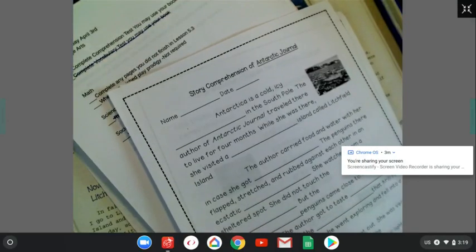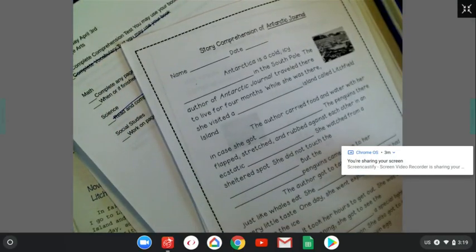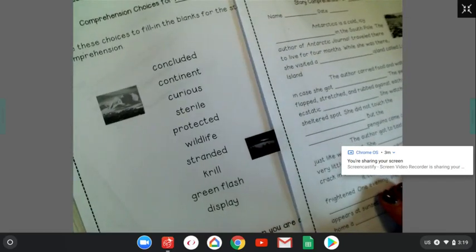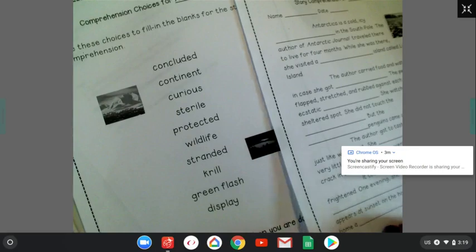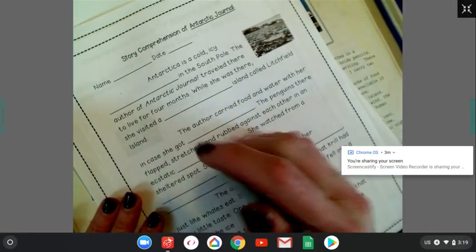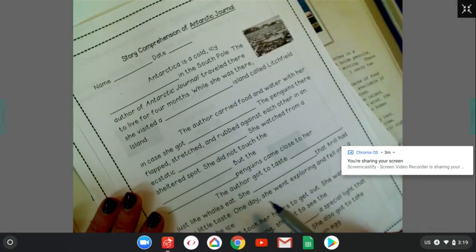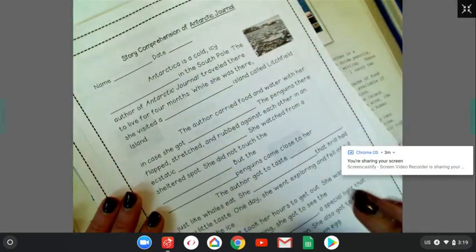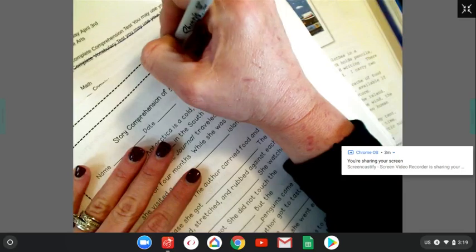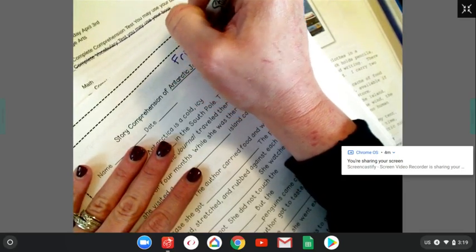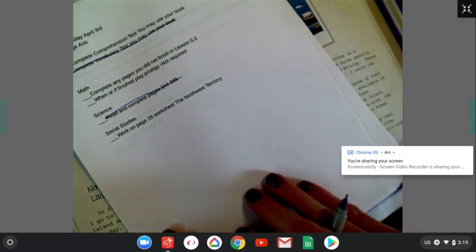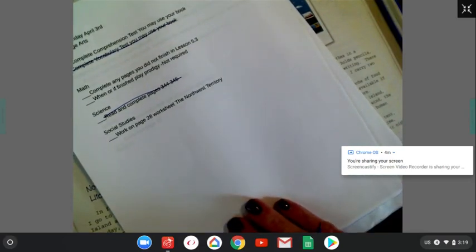For Friday, this is your vocabulary test. It's also a comprehension test about the story. You should have both pages. If not, here are the words, but I'm almost positive that you have both pages. So you're going to fill in the correct vocabulary word to complete the comprehension sheet. And this is what you're doing on Friday. And that is all that you have to do on Friday.